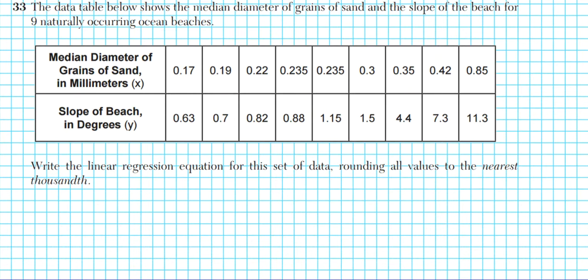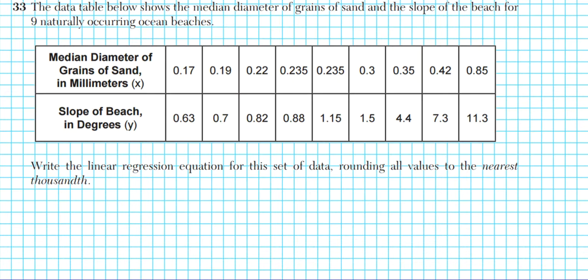Okay, let's take a look at 33. It says the data table below shows the median diameter of grains of sand and the slope of the beach for 9 naturally occurring ocean beaches. Okay, the diameter is the input value x, and then the slope is y. Now we have to write the linear regression equation for this set of data, rounding all values to the nearest thousandths. So we're looking at 3 decimal places here.